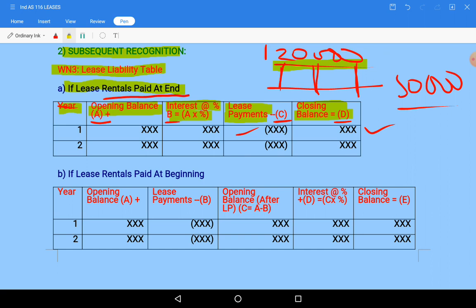If the lease rentals are paid at the beginning, not at the end of the year, then a small change will be there in our lease liability table. That is, first column year, second column opening balance.